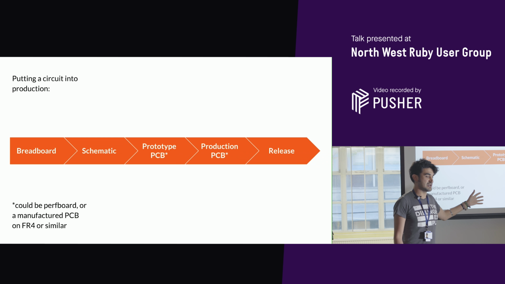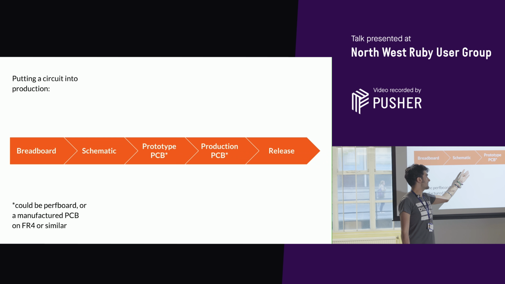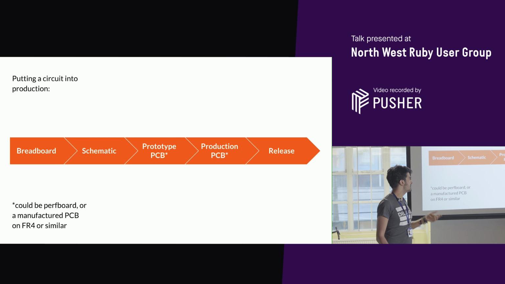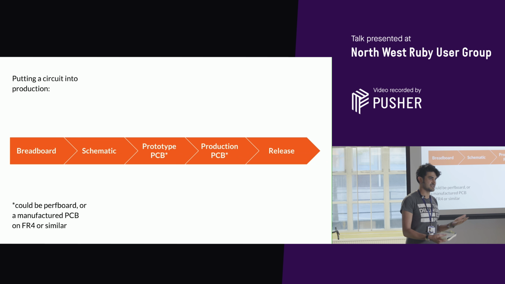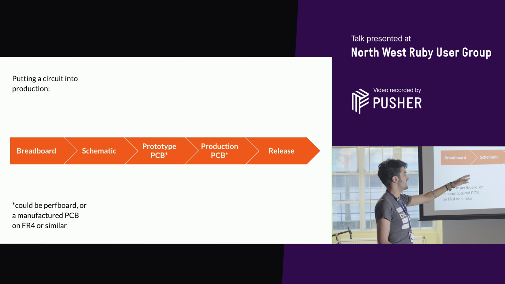So putting a circuit into production has a number of steps. We start with the breadboard that I've already shown. We then formalize it into a schematic, which is just an abstract representation, right? Same thing as a database schema. It's the same root of the word. Then we have a prototype PCB and we have a production PCB, and then we release it.